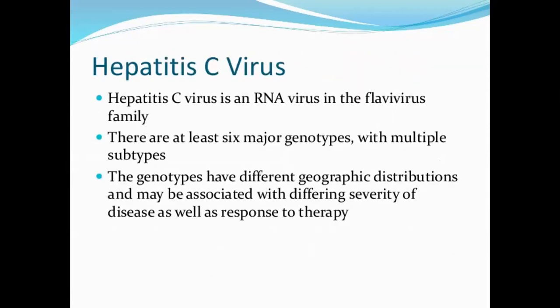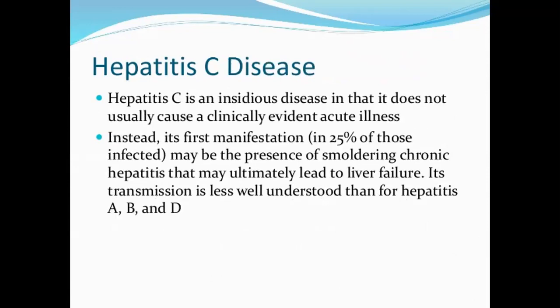Now comes the hepatitis C virus, which is an RNA virus in the flavivirus family. There are at least 6 major genotypes with multiple subtypes. The genotypes have different geographic distribution and may be associated with different severity of disease as well as response to therapy. Hepatitis C is an insidious disease in that it doesn't usually cause a clinically evident acute illness. It may manifest as chronic hepatitis that may ultimately lead to liver failure.